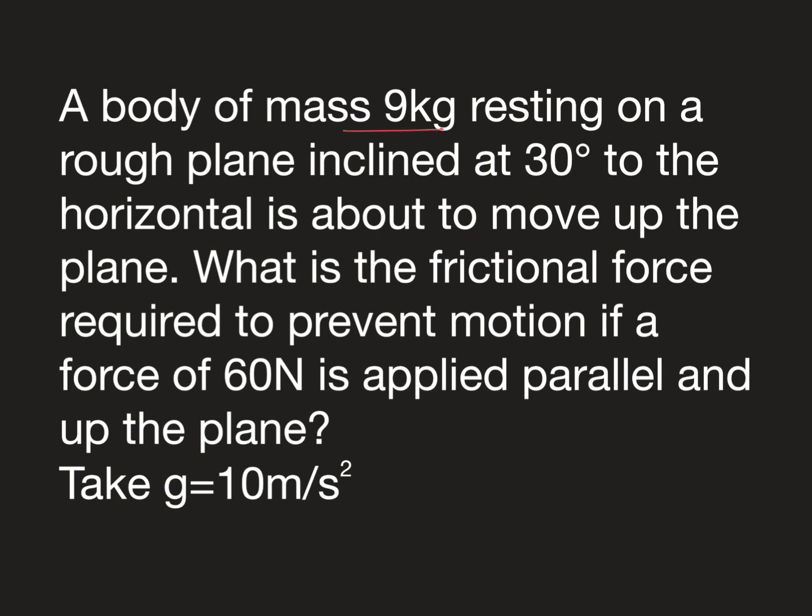We have a friction problem in front of us and it reads: a body of mass 9 kilograms resting on a rough plane inclined at 30 degrees to the horizontal is about to move up the plane. What is the frictional force required to prevent motion if a force of 60 newtons is applied parallel and up the plane? Take g equal to 10 meters per second squared. Solution.